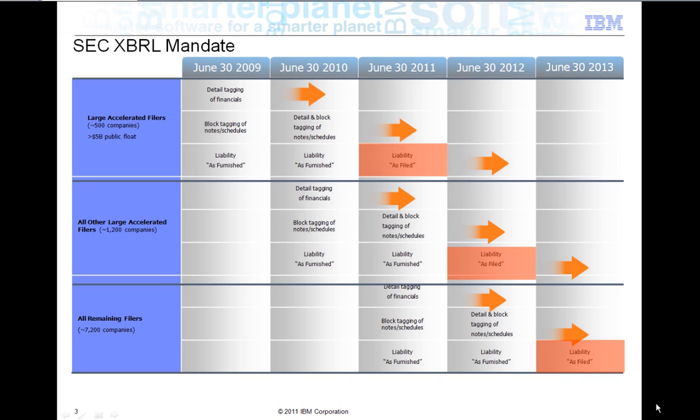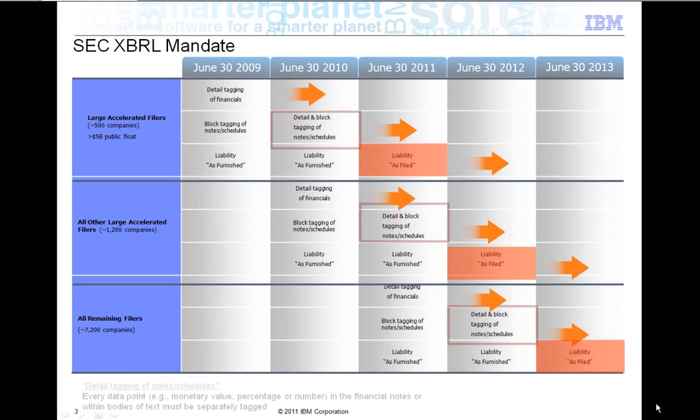So let's take a look at the timeline for the SEC's XBRL mandate. Here we can see that it is well underway, and depending on where you are and the size of your organization, the XBRL mandate may have had a different timeline for you. Regardless of where your timeline has brought you, the mandate is really one and the same.